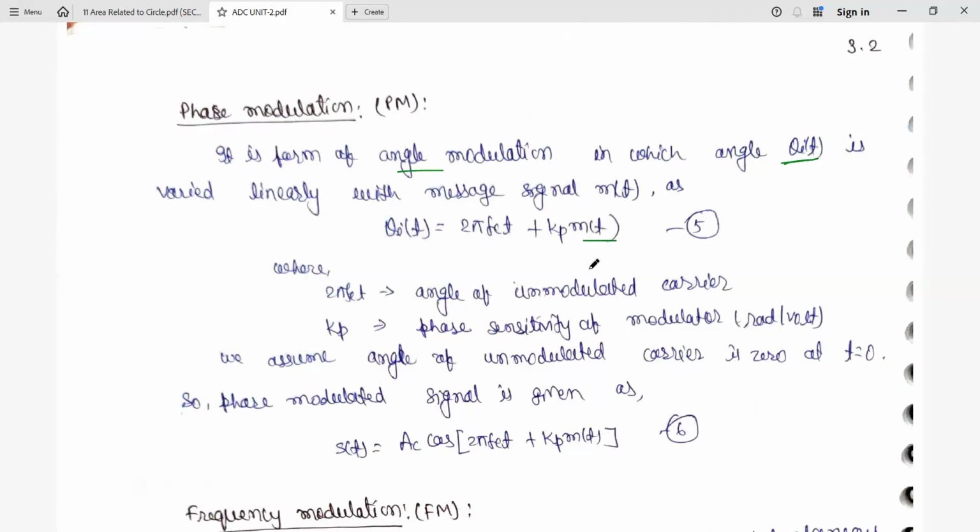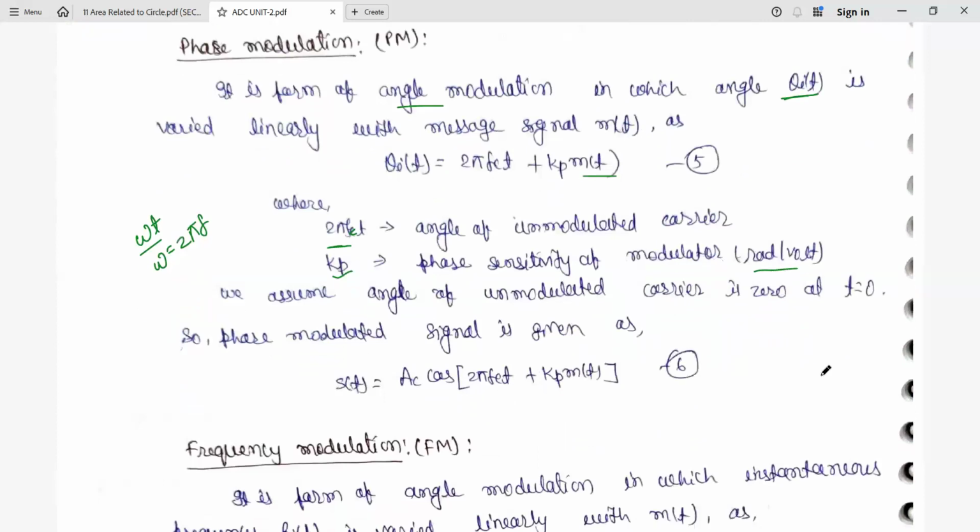So m of t is your message signal and Kp is the phase sensitivity of the modulator, given in radian per volt, and 2 pi fct is the angle of the unmodulated carrier. Like we write omega t, where omega is 2 pi f. Here the carrier frequency is fc, so it is written as 2 pi fct. Here we assume that the angle of the unmodulated carrier is 0 at t equals 0.